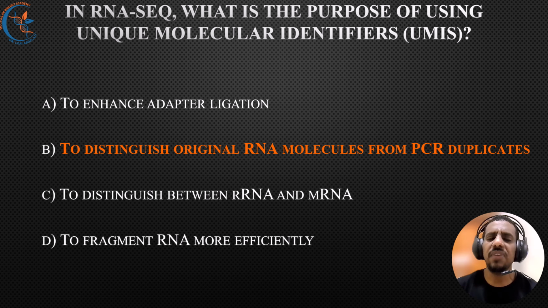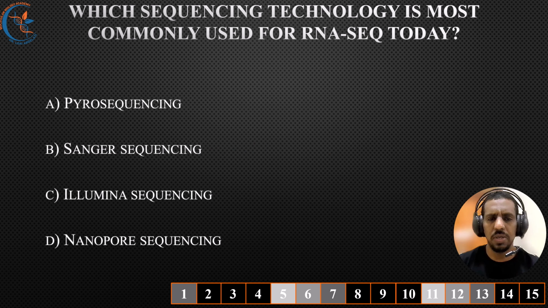Alright, let's define what the unique molecular identifiers are. They are random short sequences added to each cDNA molecule before amplification. What is the benefit from it? They help differentiate true biological molecules from PCR duplicates. This leads to improved data accuracy. So the correct answer here is to distinguish original RNA molecules from the PCR duplicates. Alright, let's move on.